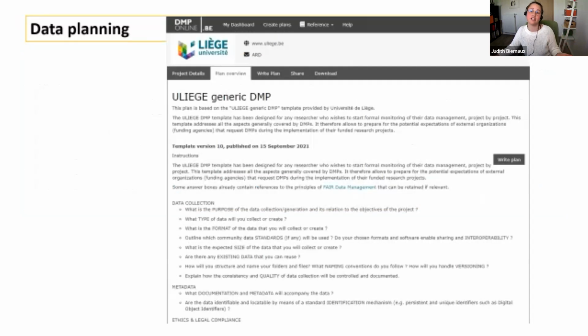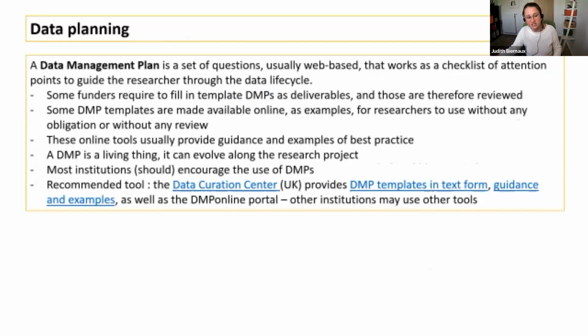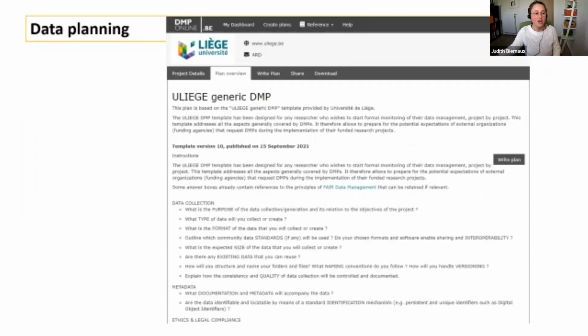Now, at the University of Liège and in most Belgian universities, we have a tool that's dmponline.be. I know that in France, they use DMP Opidor. You can use the DCC resources for free, okay? And this is usually a list of questions that looks like this. So you can see in the slide, for example, I took a snippet of one of my data management plan templates. What is the purpose of the data? What type of data? What is the format? Community standards, size? Are you reusing existing data? Quality control? So there is a whole list of usually dozens of questions to help you plan your data.